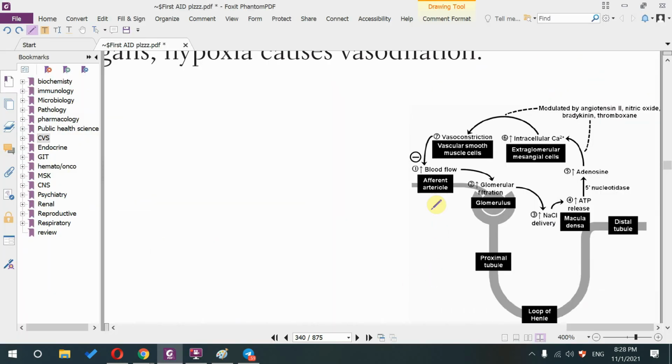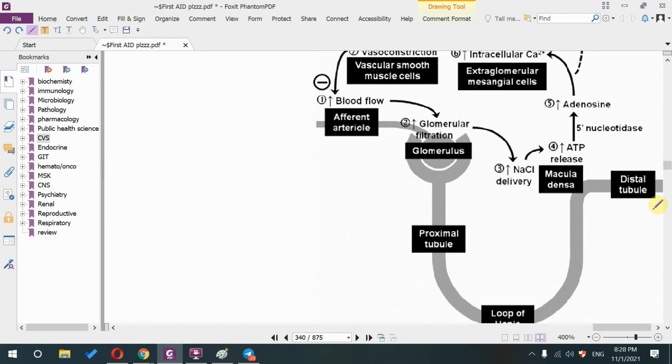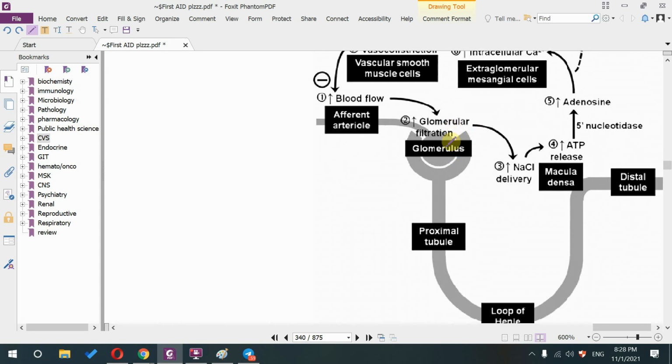So what happens in the case of the kidneys is that there is the myogenic and the tubuloglomerular feedback, and it goes something like this. When there is more blood flow to your kidney, you will get more glomerular filtration. We spoke about it. So you have more glomerular filtration, you have more NaCl delivered to your macula densa.